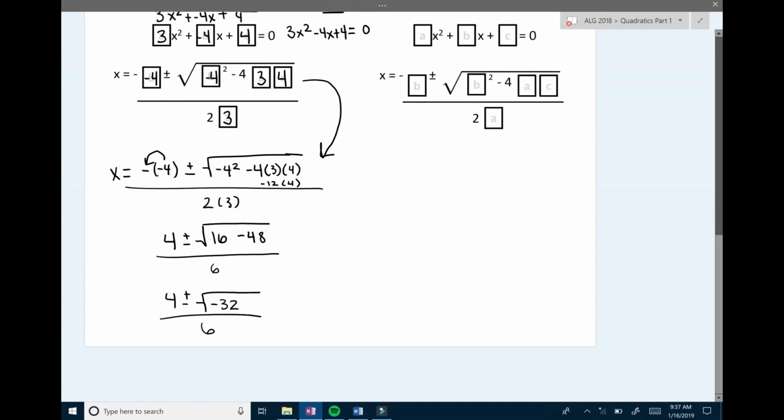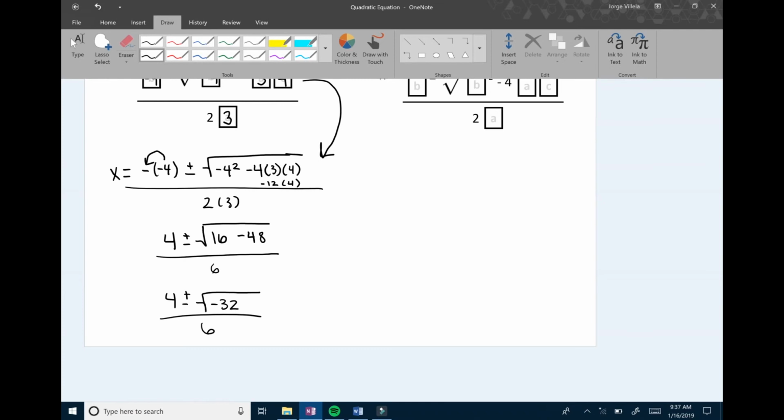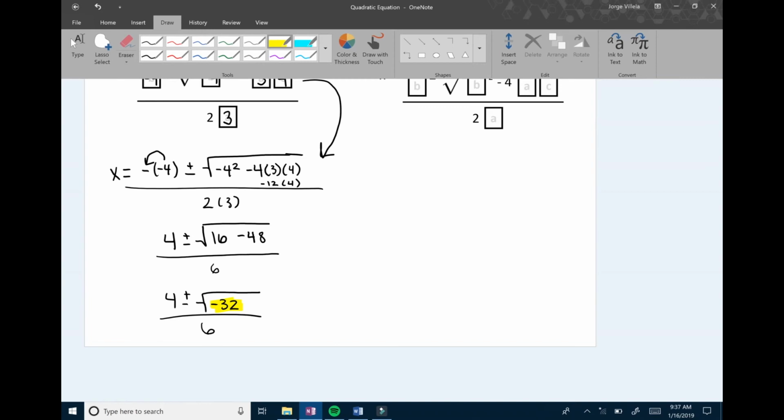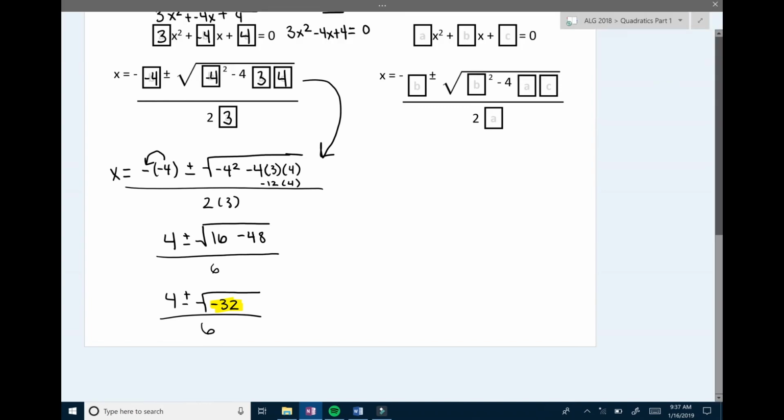All right. This is an interesting problem because what we learned earlier is that we cannot have a negative in my radical because there is no number that I can make. A negative times negative is a positive, so I cannot have a negative radical. Since I cannot have a negative radical, I say this has no roots.